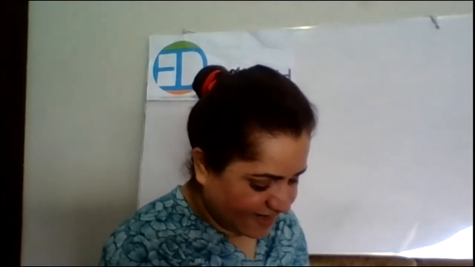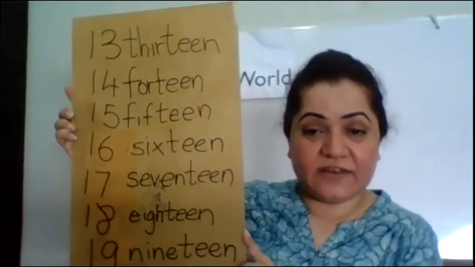And then 16, SIXTEEN, 16, then 17, then 18, and then 19. That's great. So I have written down all the numbers in words over here on the next side, right?